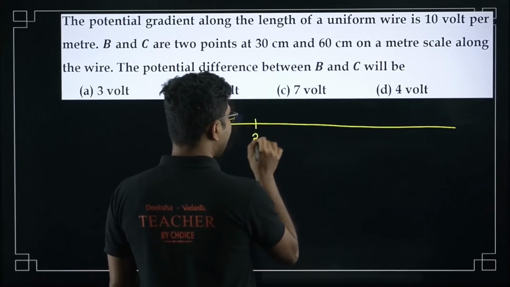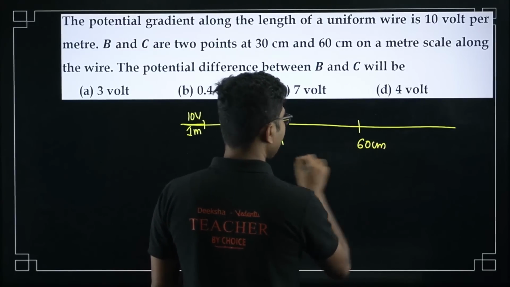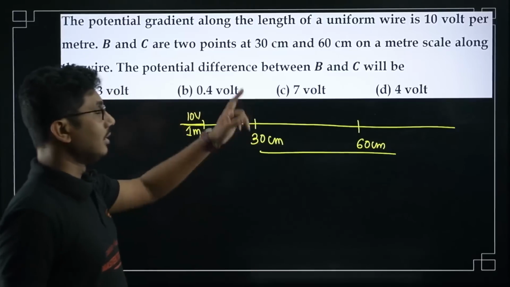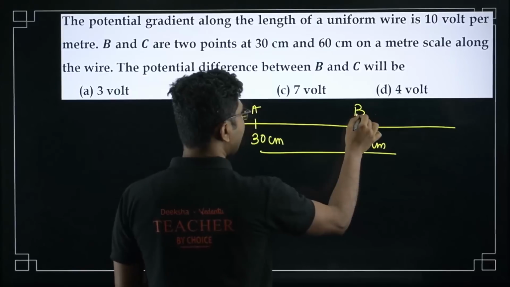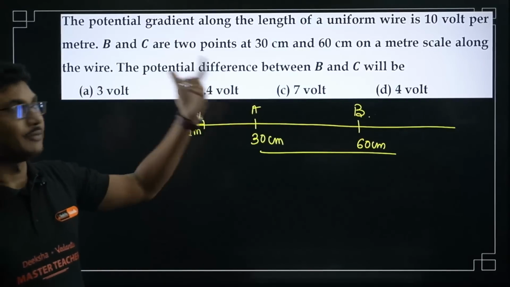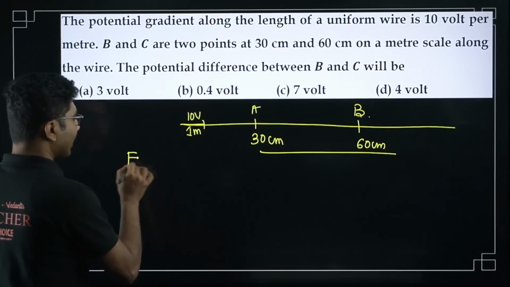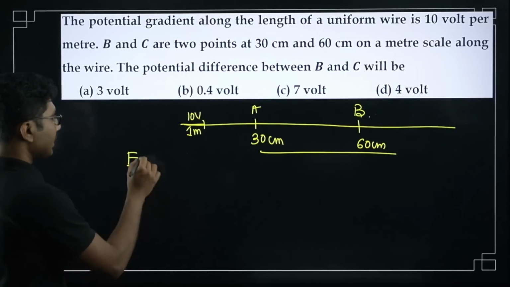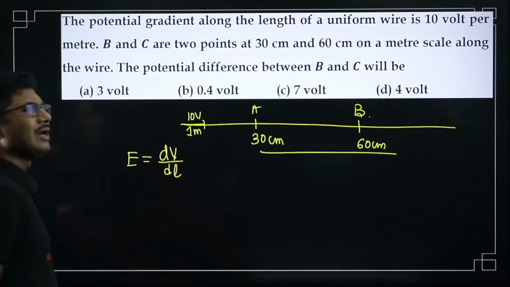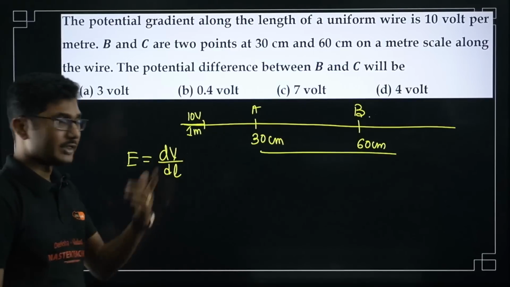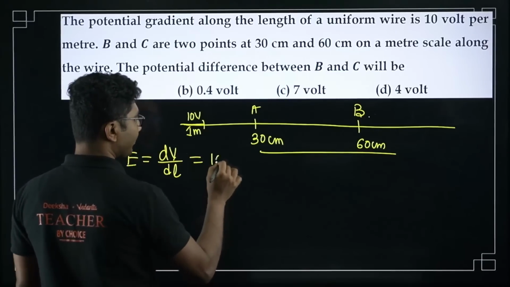That is the meaning of the potential gradient. Now you say that at 30 centimeter and at 60 centimeter you have 2 points. So what is the voltage difference that you are trying to find? Also you can remember it this way: potential gradient means only one thing, electric field. Potential gradient is nothing but electric field, dV by dl. There is a negative sign, but we don't need the sign over here. We will need it only when required. So this is given as 10.